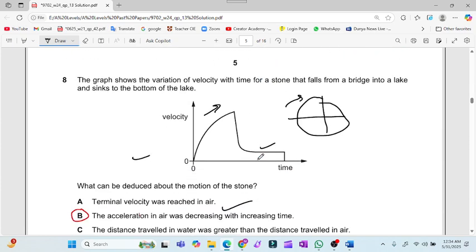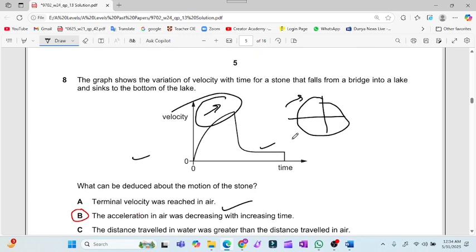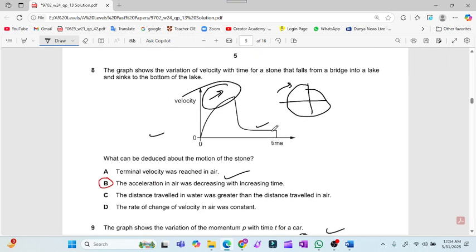Now this question is related with the velocity time graph, and this curve will represent the decreasing gradient. So decreasing gradient means that the acceleration is decreasing as well. So acceleration in air was decreasing with increasing time. So for question number 8, straightforward option B is the valid option.